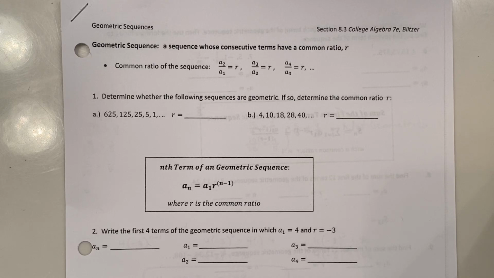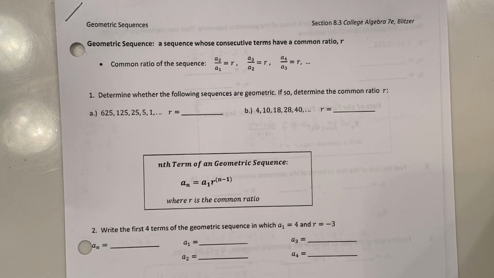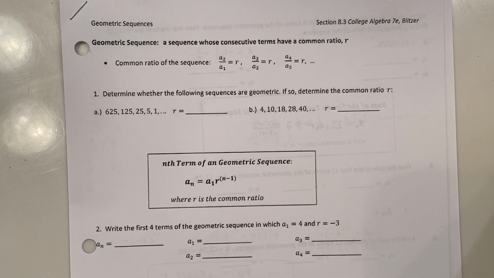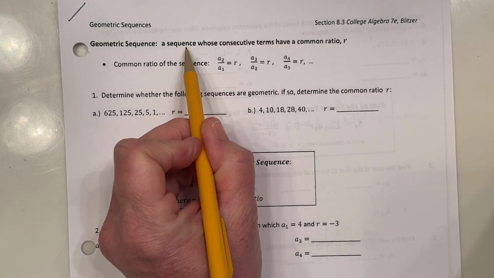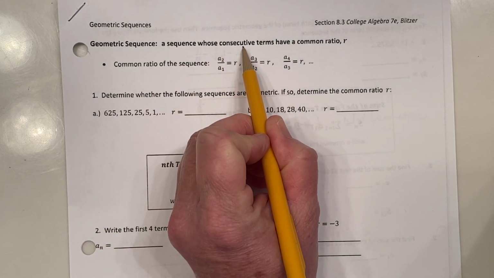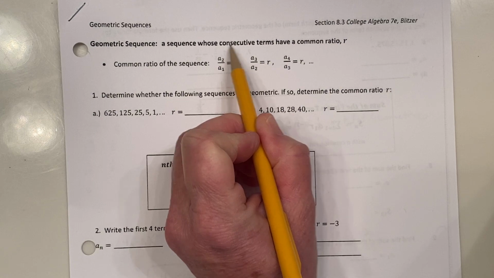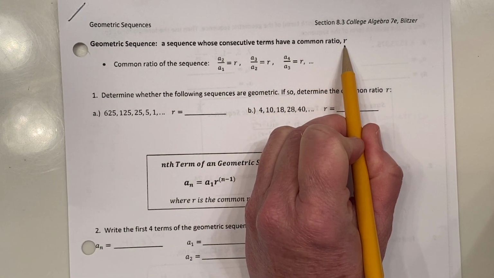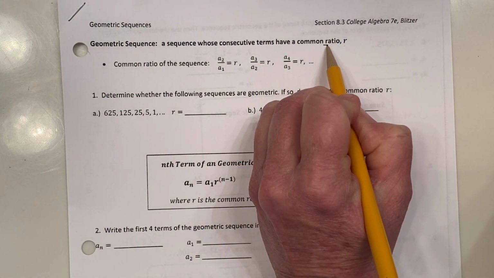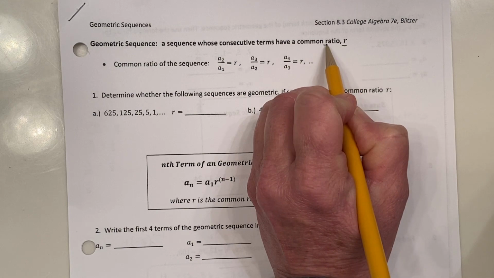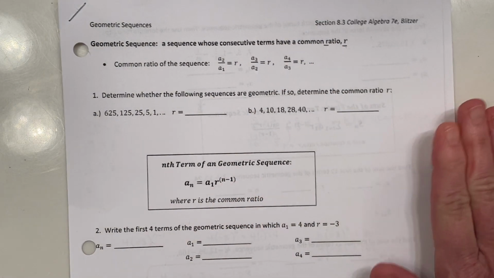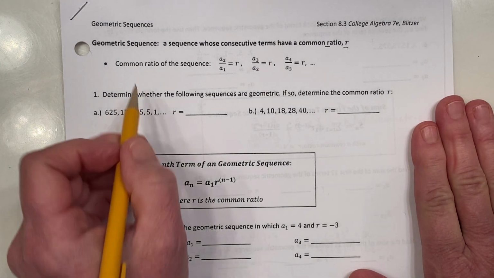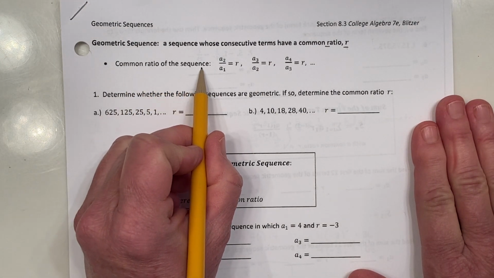In this lesson, we're going to be looking at geometric sequences. This is section 8.3. So we've already looked at arithmetic sequences, so let's take a look at a geometric sequence. It's defined to be a sequence whose consecutive terms, that are right after each other, have a common ratio r. The common ratio is r. So arithmetic sequences have a common difference, d, but for a geometric sequence, we have what we call a common ratio r. So, common ratio of this sequence.